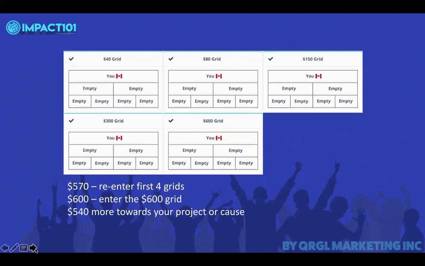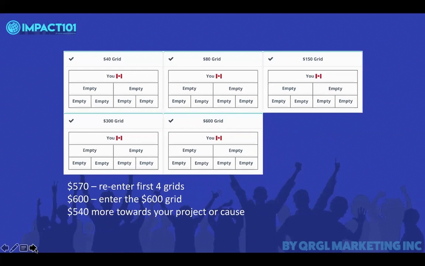You just received 6 donations of $285 for a total of $1,710. Here's what you do next to maximize the donations to you. Take 570 of the $1,710 and re-enter the first 4 grids so that you can continue to receive donations there. Take 600 of the $1,710 and use it to enter the $600 grid.